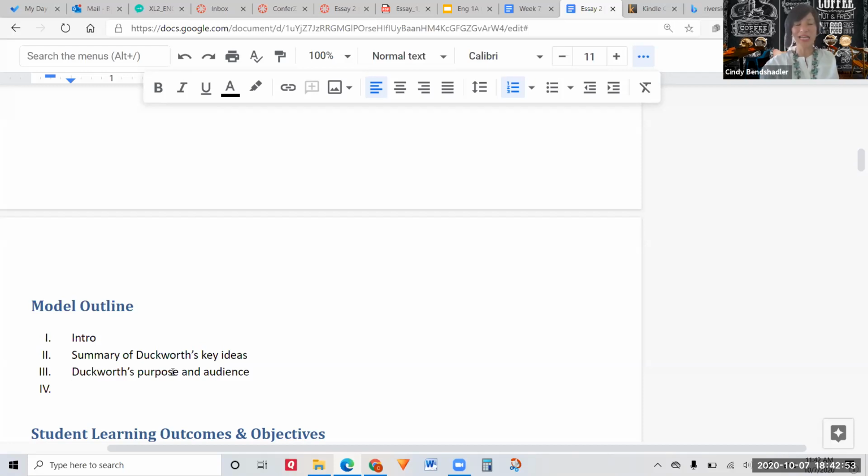The bulk of the essay is going to be how. So like the how she argues. So this is really what she's claiming, right? This is who and why. And then almost all of the essay is going to be why or how she's doing it, how she's reaching her purpose and audience with these claims that she's making.